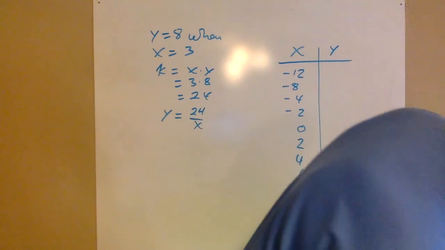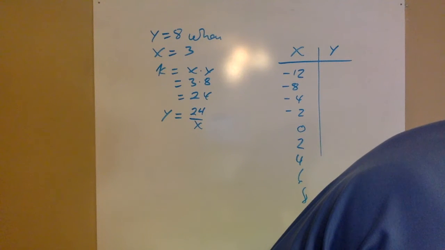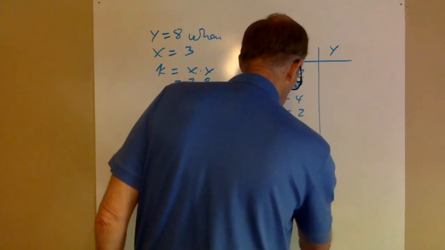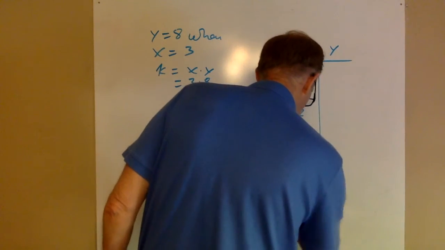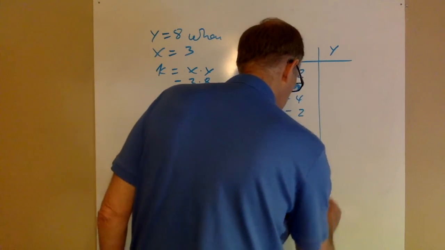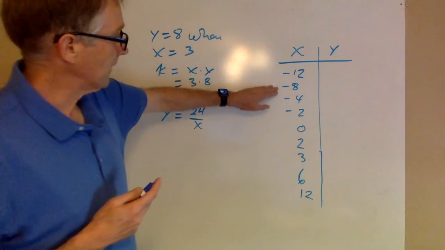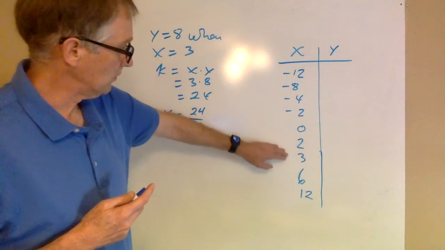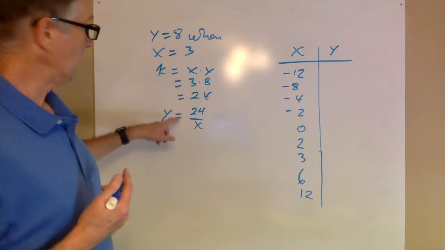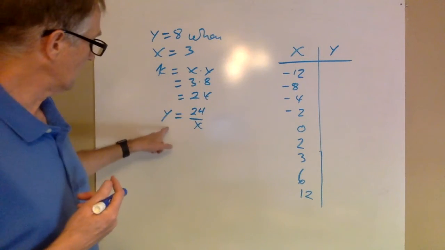Oops, did I forget the 6? Oh, sorry, 2, 3, 6, 12. I'll use that. So there's your data. You have -12, -8, -4, -2, 0, 2, 3, 6, 12. Let's calculate the corresponding y values. Remember, we just put in x here and calculate it.